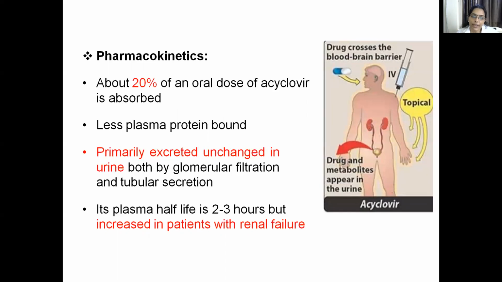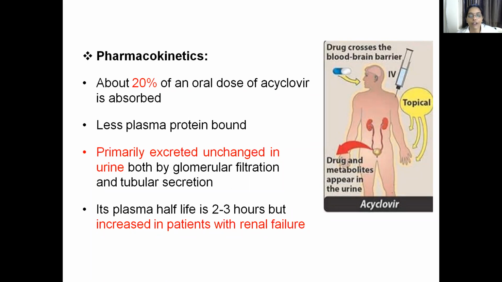Pharmacokinetics, only 20% is bioavailable. About 20% of the oral dose of acyclovir is absorbed. Most of it is excreted unchanged in the urine because it is less plasma protein bound. About more than 90% is excreted unchanged in the urine by glomerular filtration and tubular secretion.